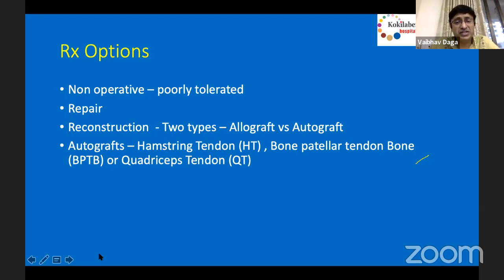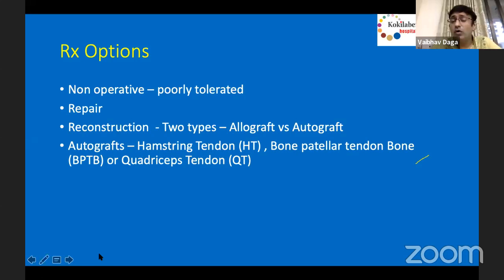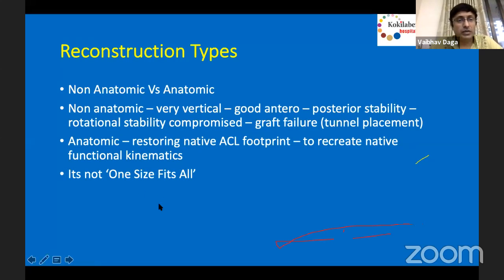There are 2 types of reconstruction, with an allograft versus an autograft. Autografts are the hamstring tendons, the bone-patellar tendon-bone (BPTB), or the latest, the quadriceps tendon. You have to understand that our rehab definitely changes depending on what kind of graft is used. An autograft is basically taken from yourself. An allograft is taken from a cadaver. Then there is the reconstruction type, non-anatomic versus anatomic. There are types of reconstructions.